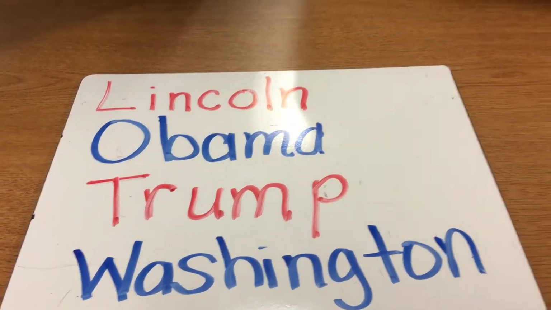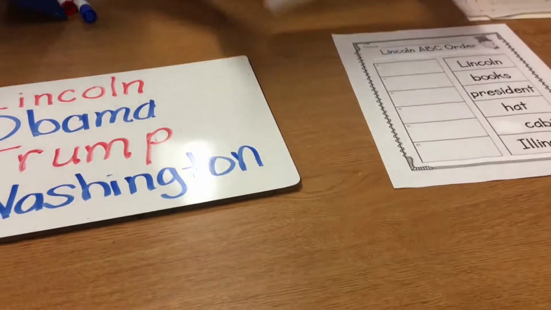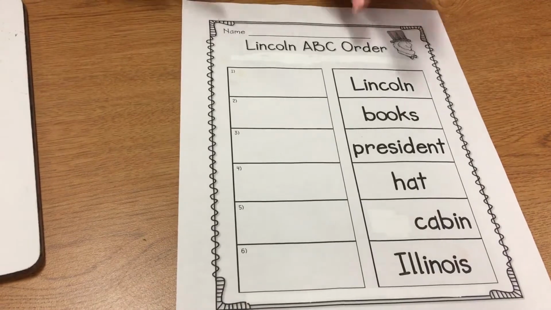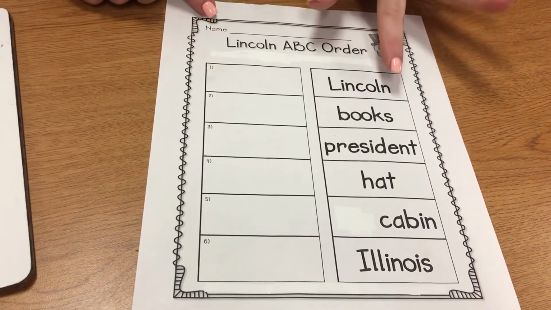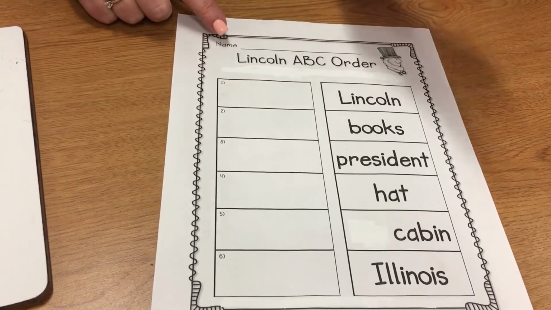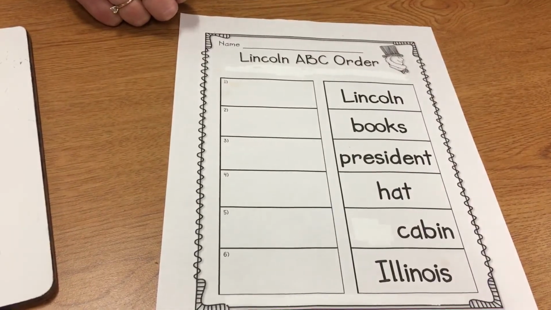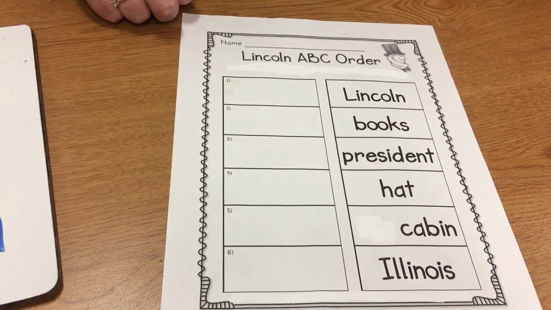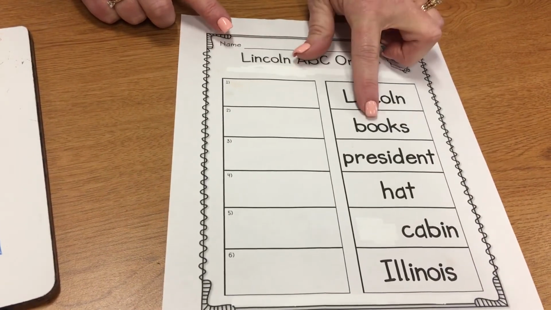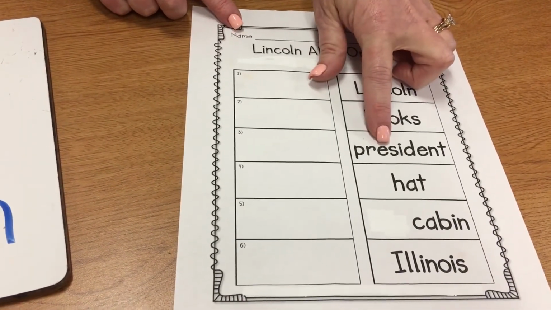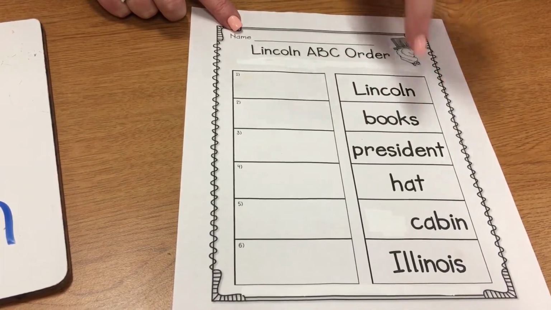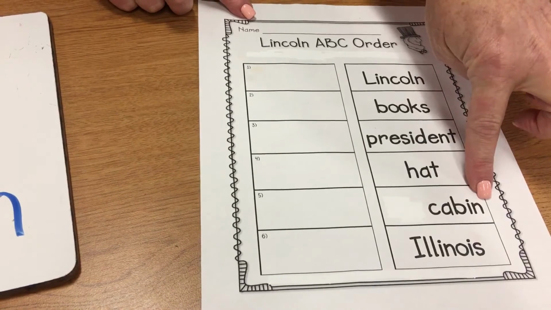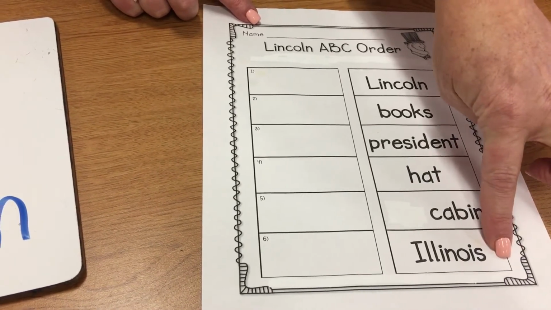Now, practicing that skill on your own, you have a paper about Lincoln. His name is uppercase because that's his last name. And then Illinois is his state. Those are both proper nouns, so those are uppercase. The rest of these words about Lincoln are lowercase. He loved to read books. He was a president. He wore this special stovepipe hat we're going to learn about. He was very poor and grew up in a log cabin in the state of Illinois.